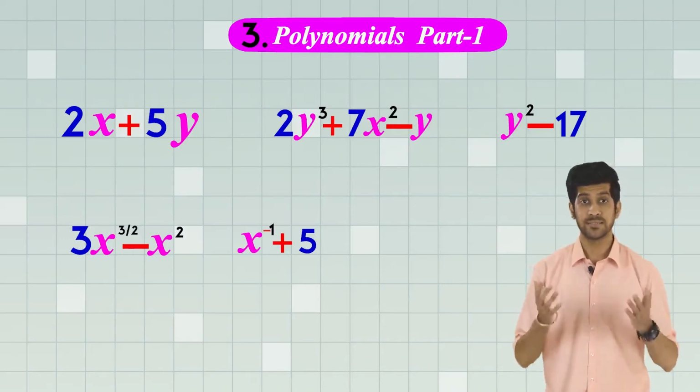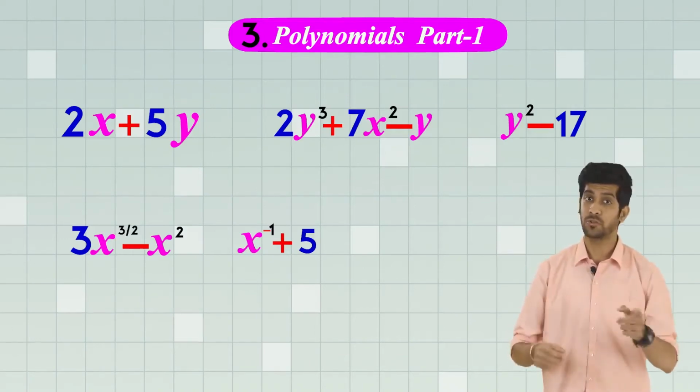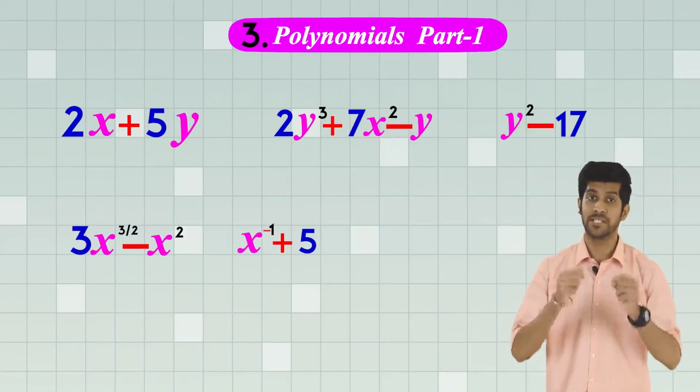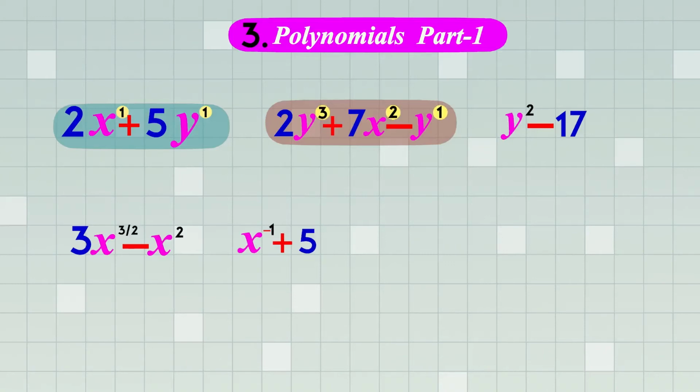Now students, let us understand what polynomials are. For understanding what polynomials are, just look at the power of these variables. Now students, let us see the first expression, that is 2x plus 5y. The power of variable means the power of alphabets. No power means the powers are 1. Look at the power of variables in the second expression, that is 2y cube plus 7x square minus y. It is 3, 2 and 1.